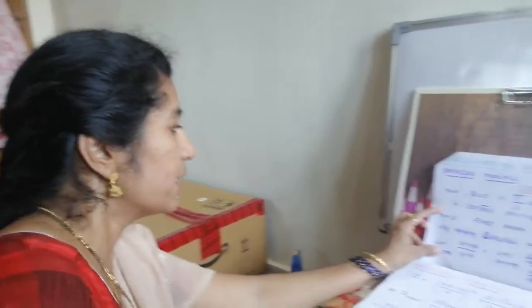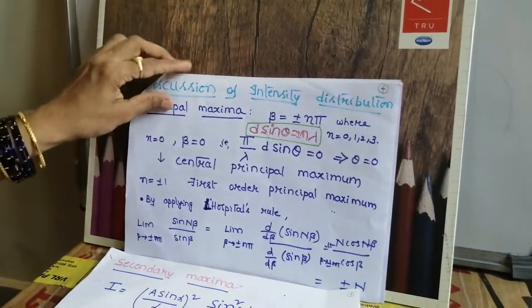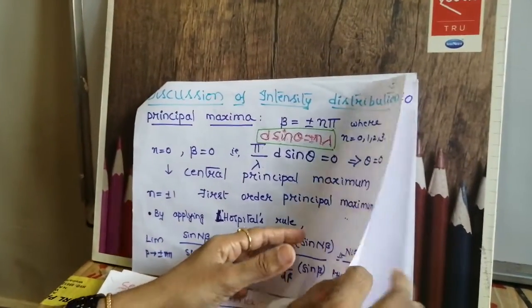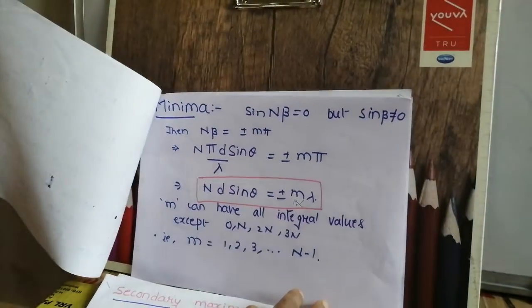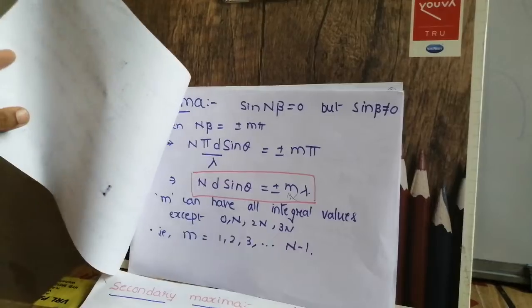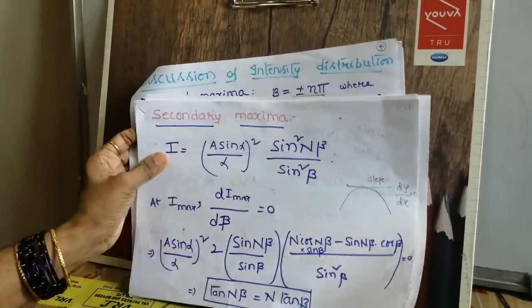In the last class, we were discussing the intensity distribution of n slit. We already discussed the principal maxima. Principal maxima occurs at d sin theta equal to n lambda, and minima occurs at n d sin theta equal to plus or minus m lambda, m equal to 1 to 3 up to n minus 1. Now the remaining one is secondary maxima.